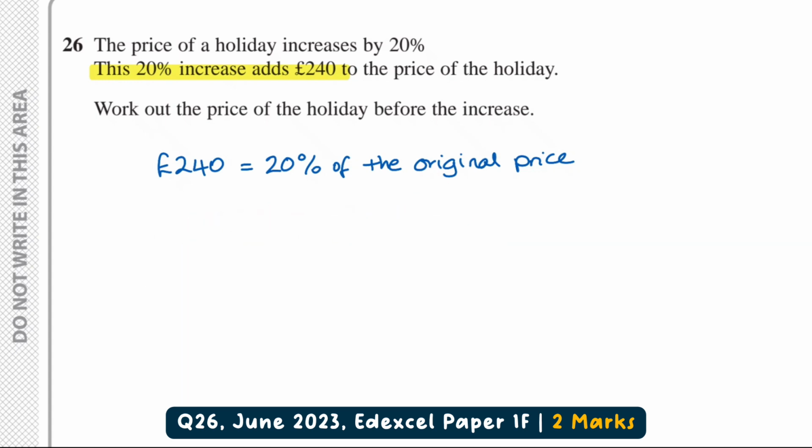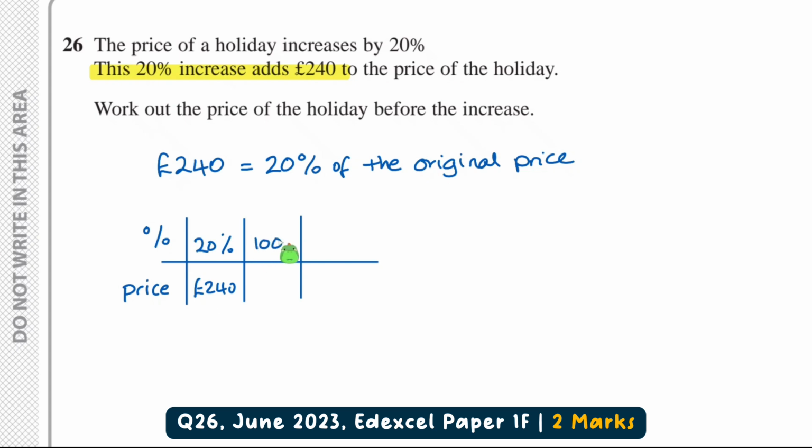Now that we know that £240 is 20% of the original price, we can use this information to work out the original price. So we know 20% is equivalent to 240, and we need to find what 100% is. So 100% was the original price.